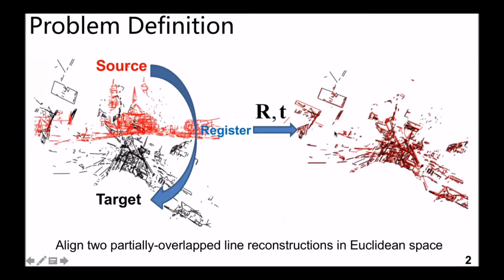We first look at the problem definition. We study the problem of aligning two partially overlapping line reconstructions in Euclidean space. One is the source 3D line reconstruction, and the other is the target. They are partially overlapping. To align the two reconstructions, we estimate a 6 degree of freedom transformation, the relative rotation and relative translation between them.